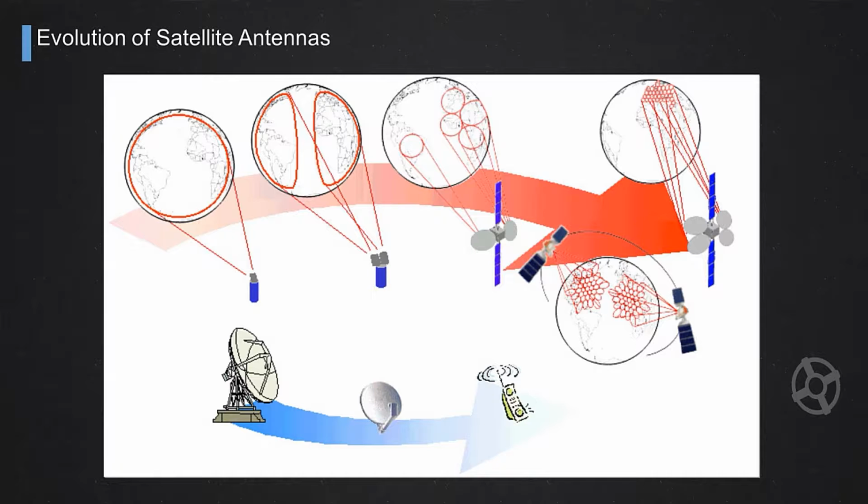So I have 2 so-called hemi coverages, which means half coverages of the Earth, and there I gain approximately 3 dBs because I have half the area to be illuminated. Or I can think of rather large spots shown in the 3rd picture in the slide, or even smaller spots. So I can get smaller and smaller spots.